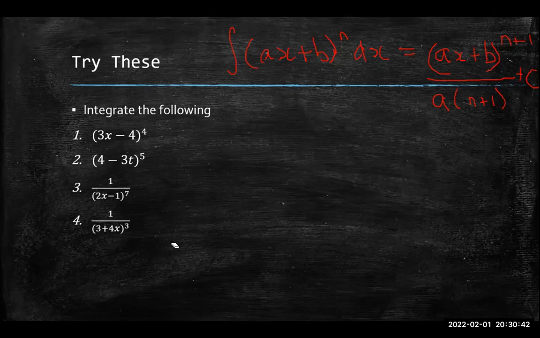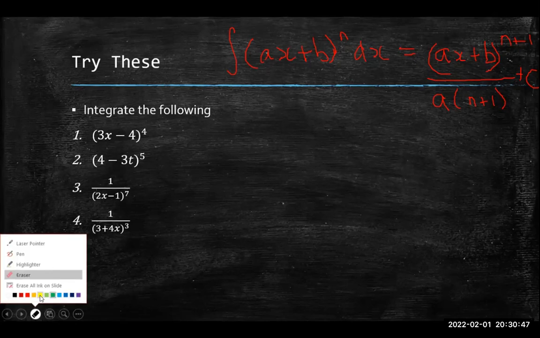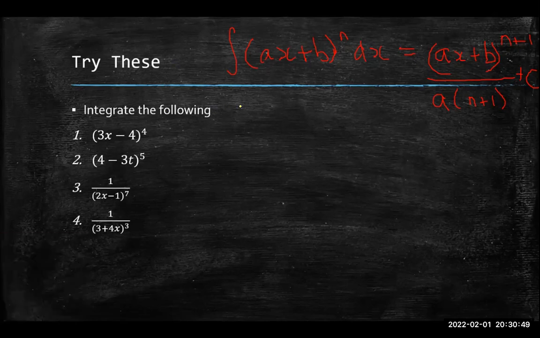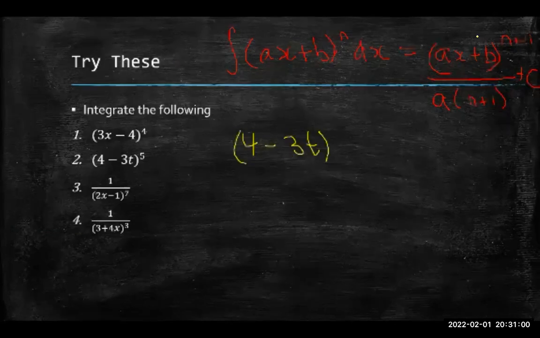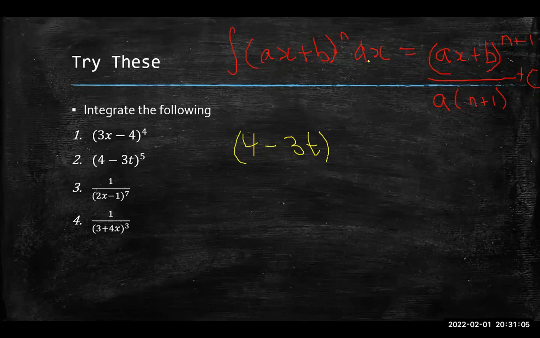Anybody else has an answer for me? Nobody? Come on, people. We're just following the rule. In this case, it won't be dx though, because it's not with respect to x, it's with respect to t. But anyways, that's not really correct.